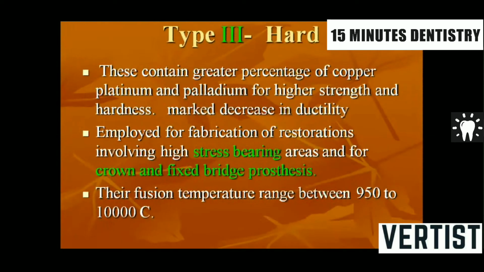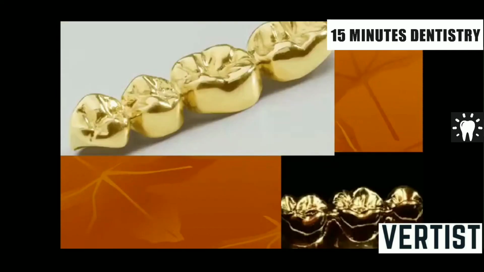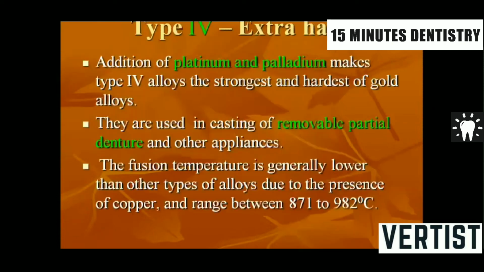Now come type 3 alloys. Type 3 alloys are harder alloys. High percentage of copper is added into it, platinum and palladium also. See, all these three impart a lot of hardness to these alloys and they can be used to make bridges in stress bearing areas. So they are used to make bridges or crowns which are having a very high occlusal load. Okay, so these are type 3.